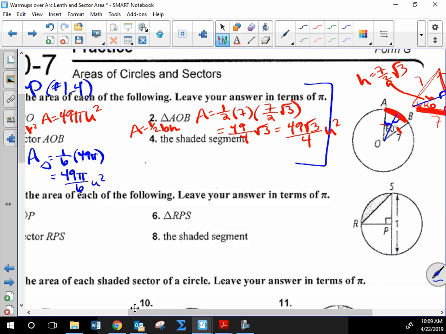Alright, so now our shaded segment. How do I find that? How do I find number 4? What am I subtracting? Good, the triangle and the wedge. I want to take that triangle away from the wedge, and that little curved crescent thing is left over. So I have my area of the wedge minus my area of the triangle.